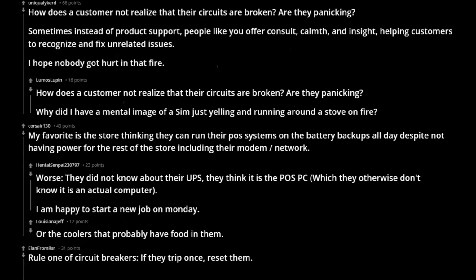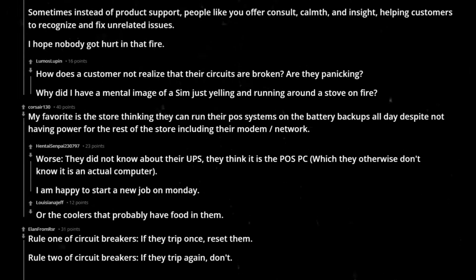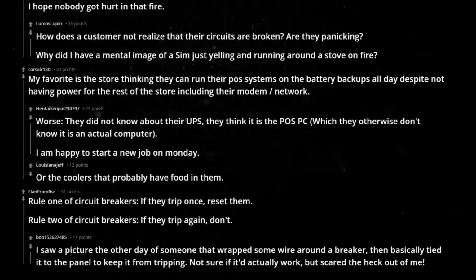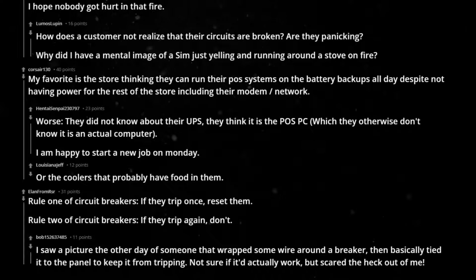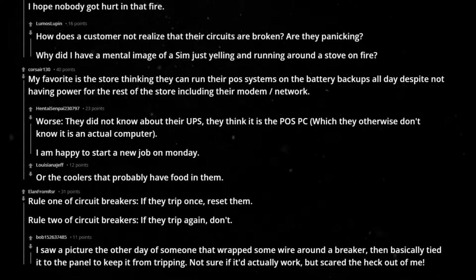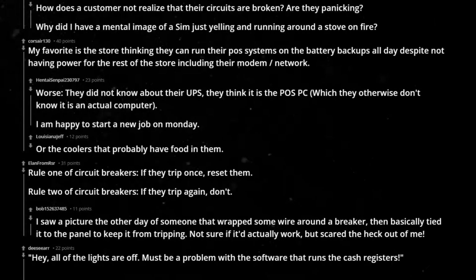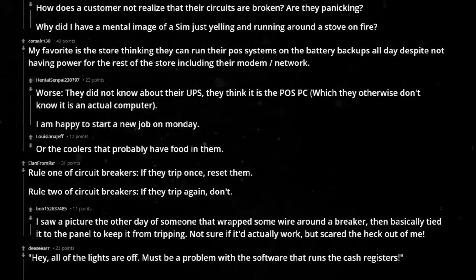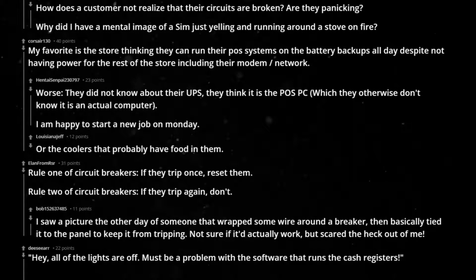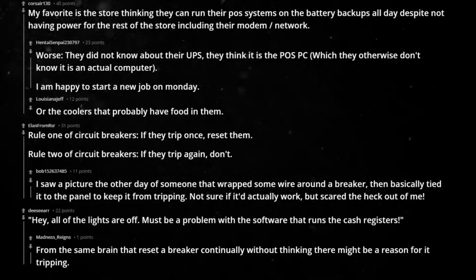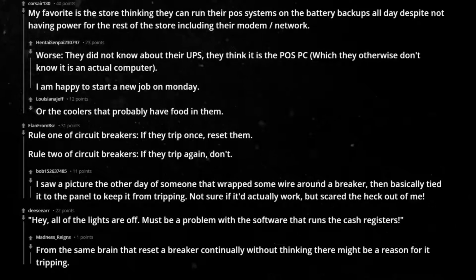Rule 1 of circuit breakers: if they trip once, reset them. Rule 2 of circuit breakers: if they trip again, don't. I saw a picture the other day of someone that wrapped some wire around a breaker, then basically tied it to the panel to keep it from tripping. Not sure if it'd actually work, but it scared the heck out of me. Hey, all of the lights are off. Must be a problem with the software that runs the cash registers. From the same brain that reset a breaker continually without thinking there might be a reason for it tripping.